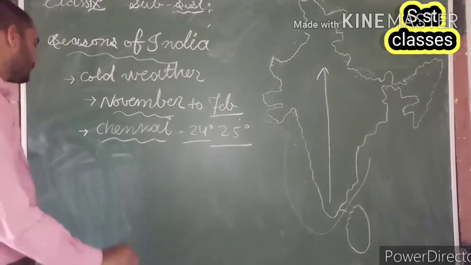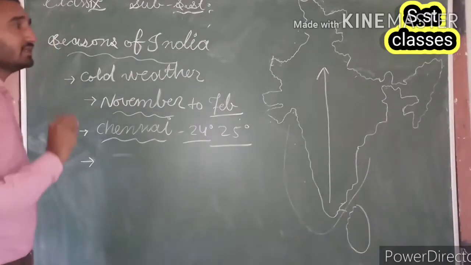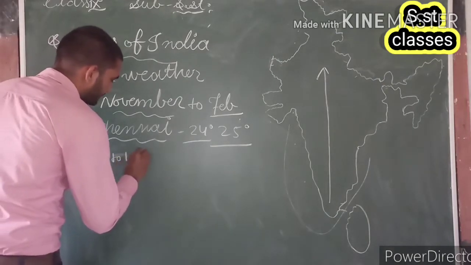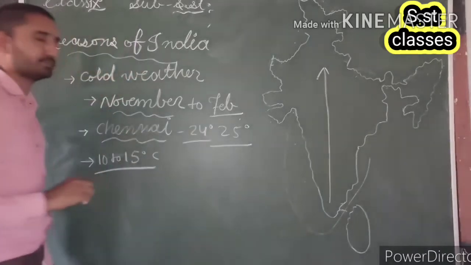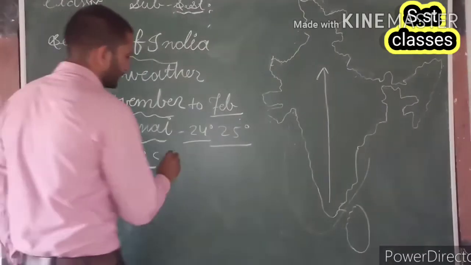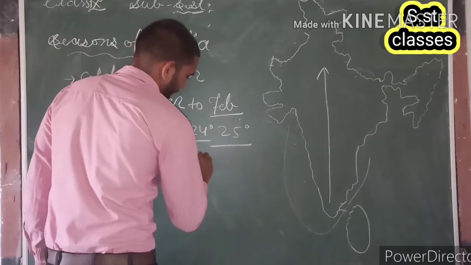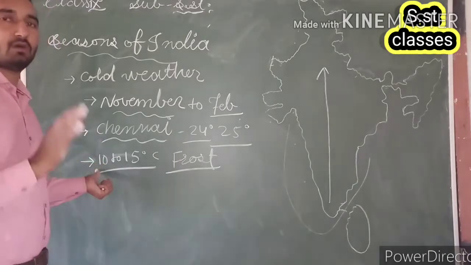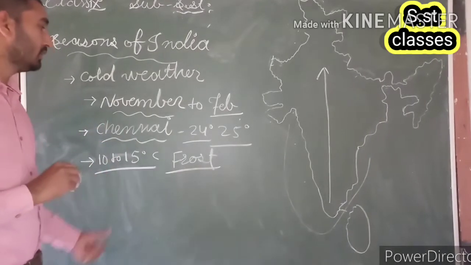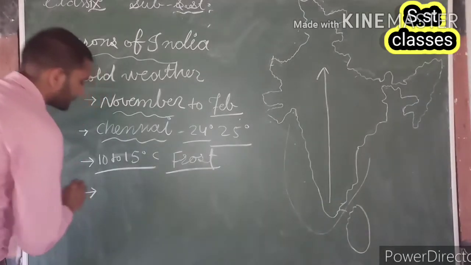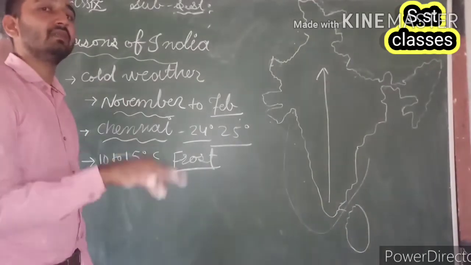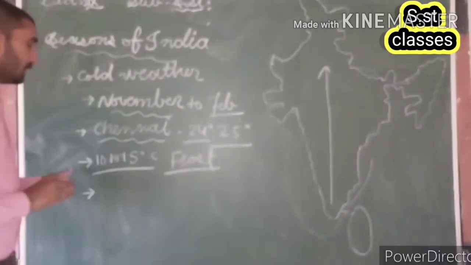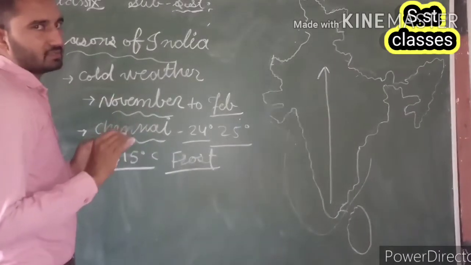On the other hand, in North India the temperature varies from 10 to 15 degrees Celsius, and frost is common here. That means during the day we find 10 to 15 degrees Celsius temperature here, and at night sometimes 0 degrees Celsius or even minus. So in this way frost is common here. Is that clear, guys?